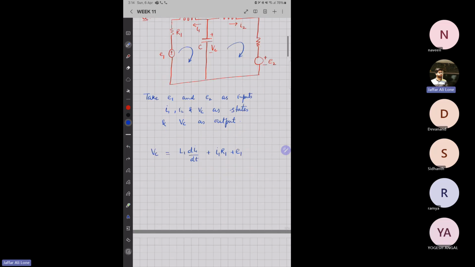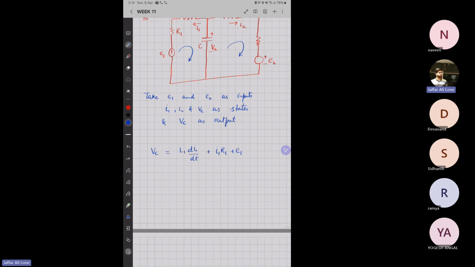Let's simplify it a bit, so we can write it like this: di1 over dt is equal to VC by L1 minus R1 by L1 into I1 minus 1 by L1 E1. So minus R1 by L1 I1, plus VC over L1, minus E1 over L1. Okay, fine. So I wrote one equation.